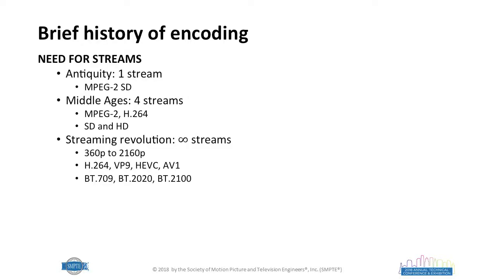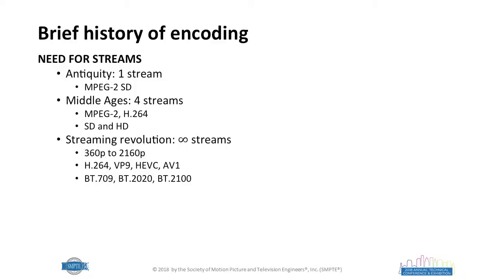So first, we're going to look at a very brief history of encoding. And what we see here is that we have an increased need for different streams. So in antiquity, we may have had just one stream. It's MPEG-2 SD. We kind of move on to the Middle Ages, where we now have SD and HD content. Maybe we have some that are in MPEG-2. Maybe we have some things that are encoded in H.264.